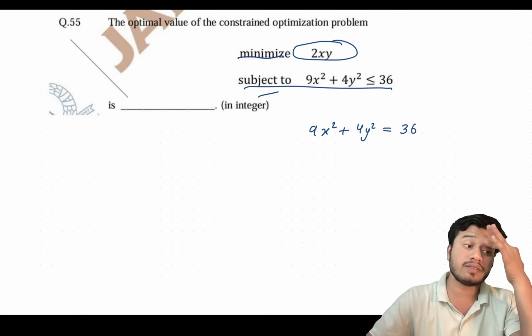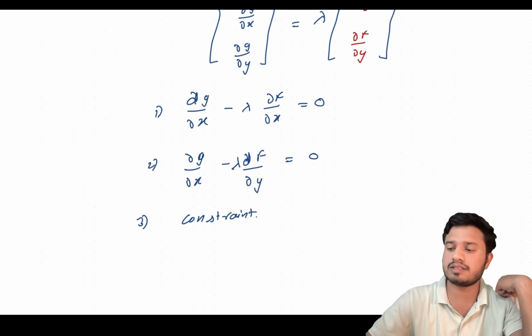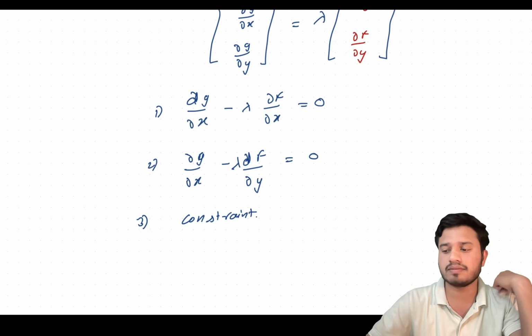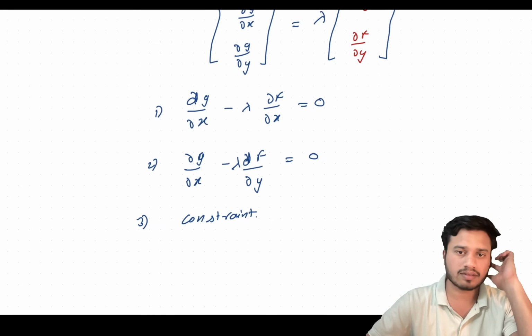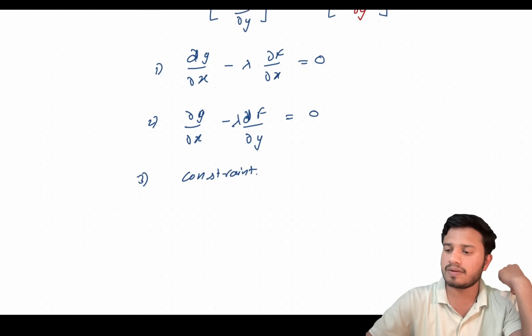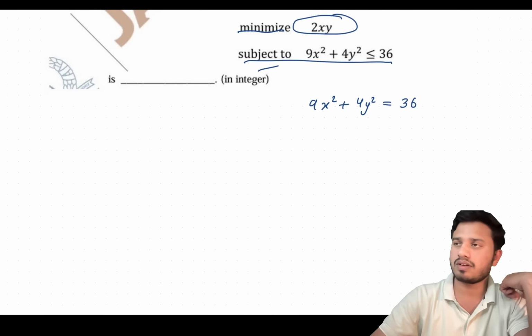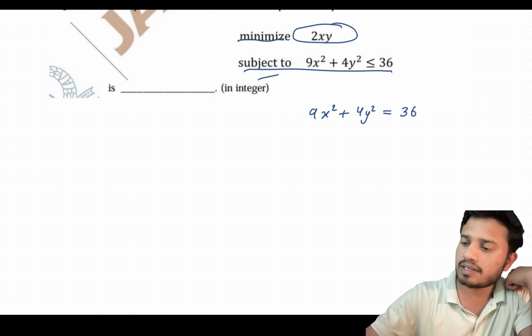Take it from here. Remember what was the first equation? Was del G minus theta times the condition.